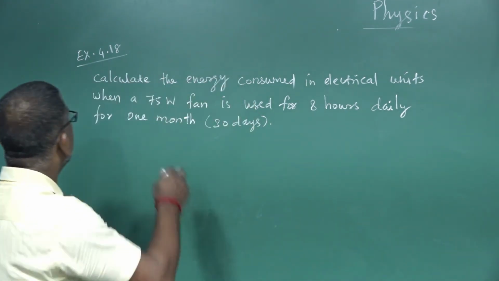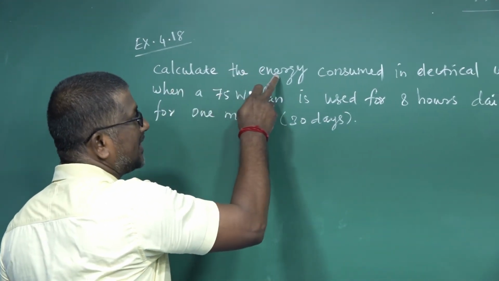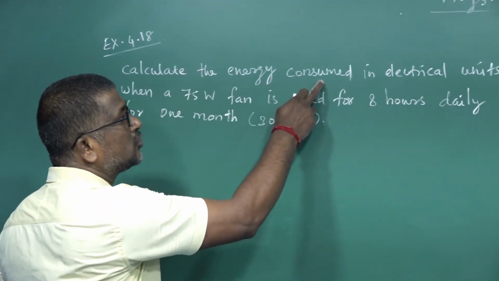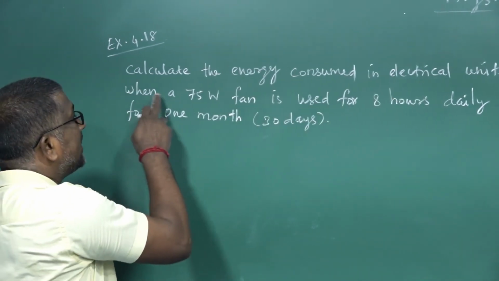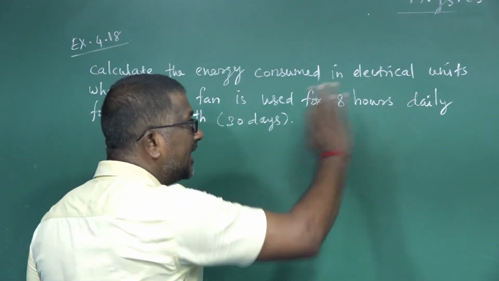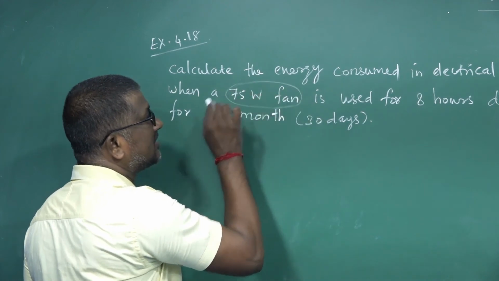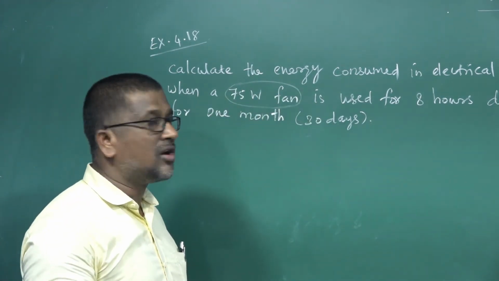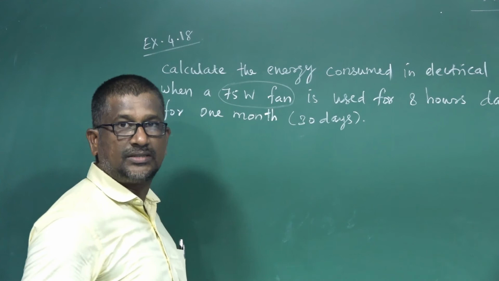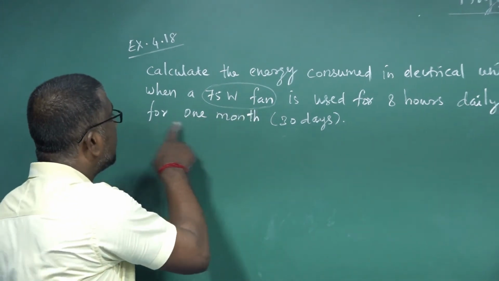First example problem 4.18. Question is, calculate the energy consumed in electrical units when a 75 watt fan is used for 8 hours daily for 1 month. The electrical appliance is electric fan. The power rating of a fan is 75 watt. It daily operates 8 hours. What is the total electrical energy consumed by the fan for 1 month?